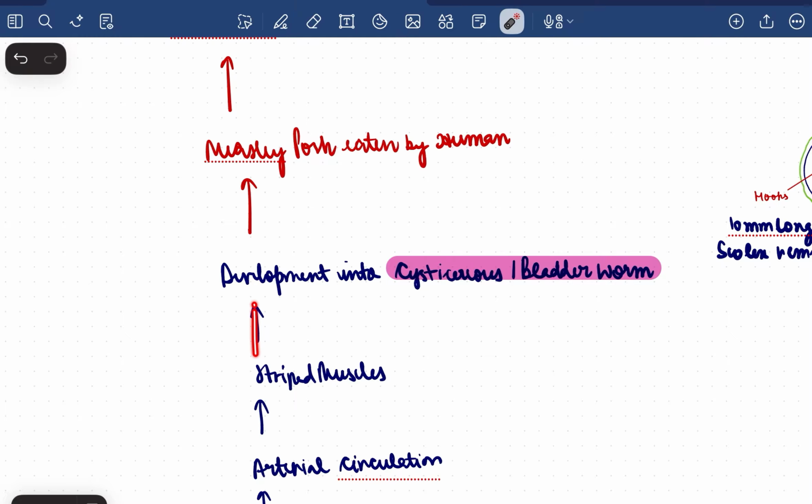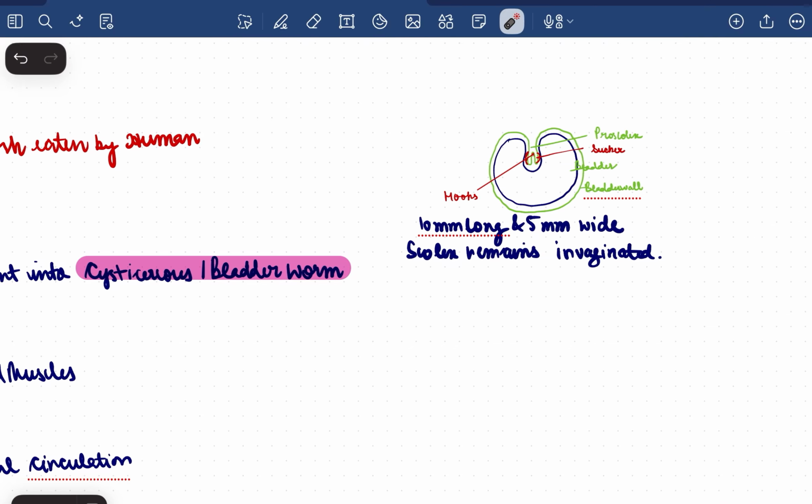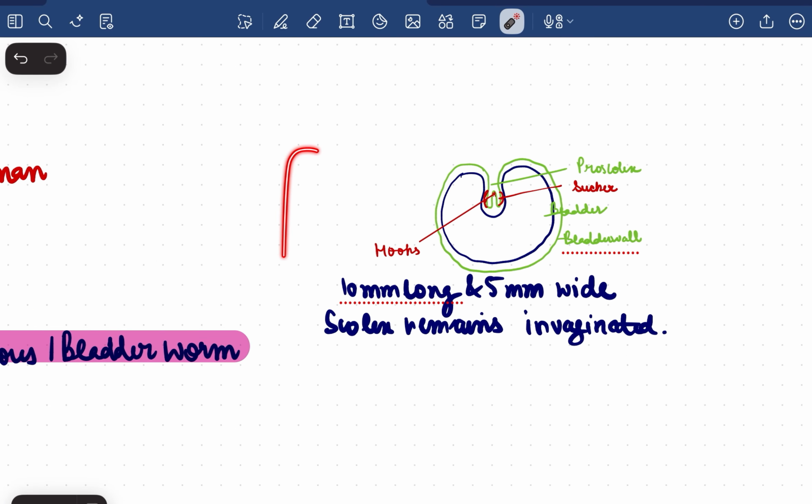Well, when it reaches the striped muscles, the parasite develops into a cysticercus larva or bladder worm. It's also called as cysticercus cellulosae or the hydatid larvae. This is the cysticercus larva. What it is like a globular structure, you can see, right? And it has this part.